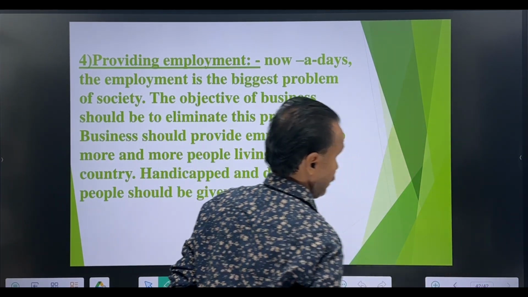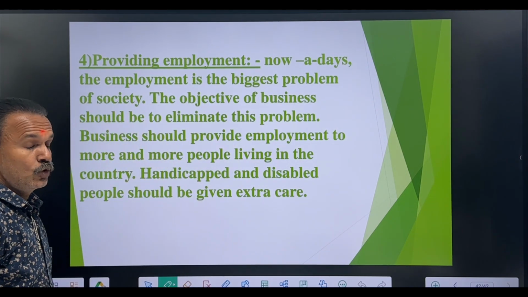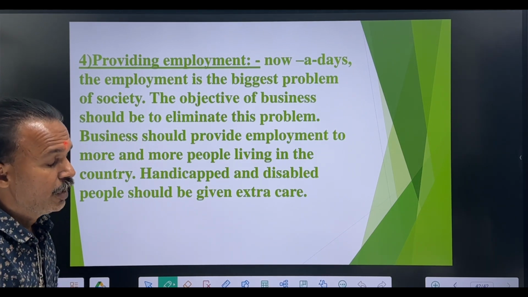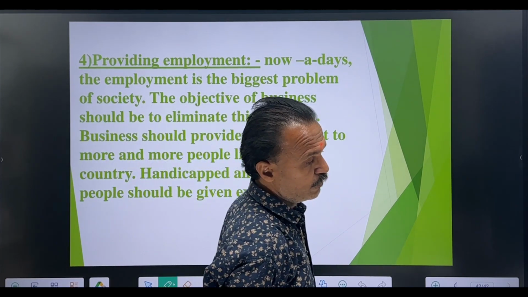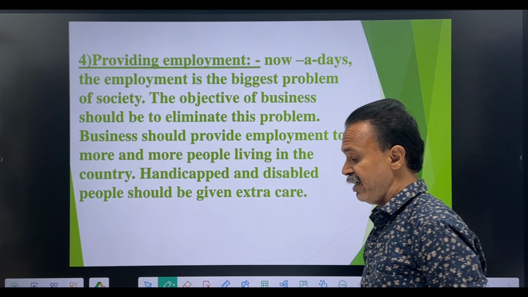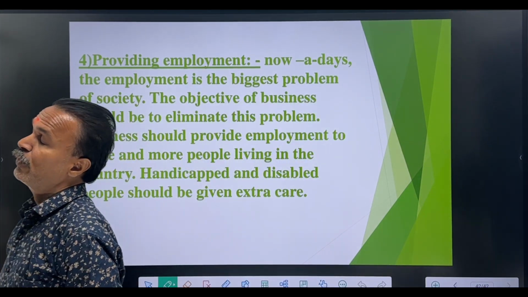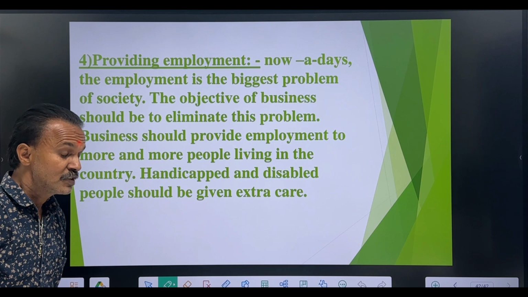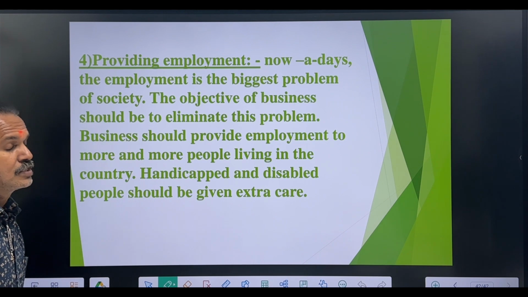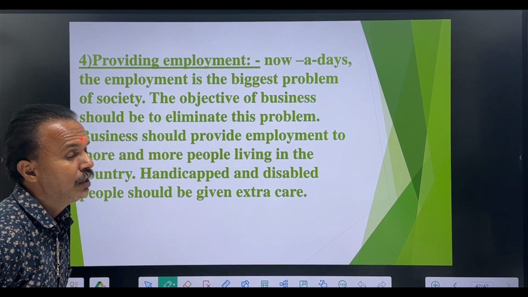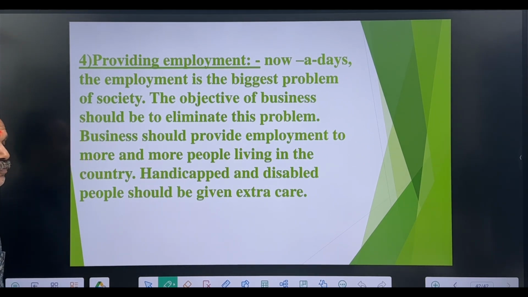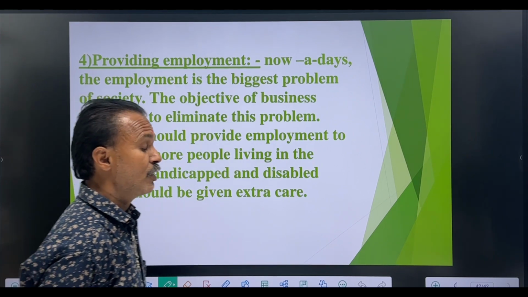Next, personal objectives. In the personal objectives, we include those objectives which are done for the benefit of employees. These objectives are as follows. First, providing good working conditions to the employees, providing fair return or fair remuneration to the employees, providing promotion or bonus, etc. to the employees, and providing housing facility and medical facility to the family members of the employees. So these are the personal objectives of the business.